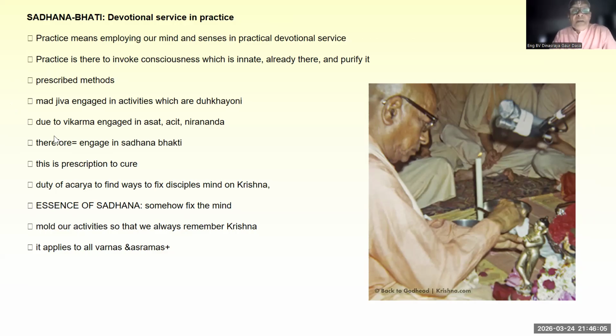And akarma is when activities are performed as per the injunctions of scriptures, but the fruits are not enjoyed by the doer; they are offered to Lord Krishna. Then it becomes akarma. But when we do activities in contradiction to the prescribed norms of the scriptures, that is vikarma, and we become asat, achit, and niranand.